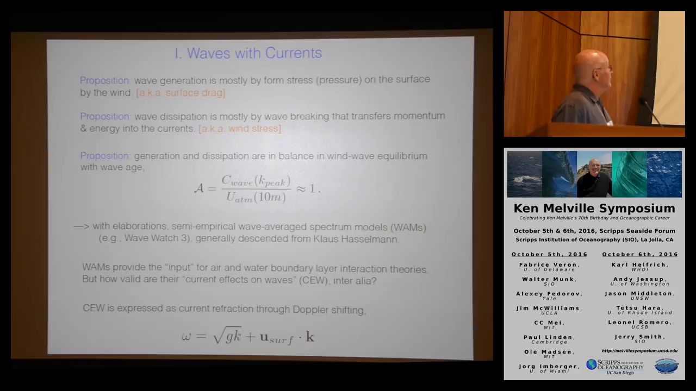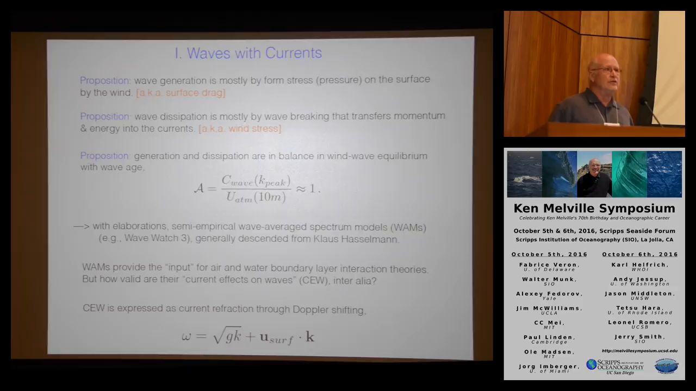The present state of the wave modeling field is that essentially the operational models, spectral models averaged over wave phases, have taken over wave average models. Klaus Hasselmann was the progenitor of this. And it has, I think, become a kind of black box, somewhat to the detriment of the actual science about the processes. But these WAMs provide the input in common usage for ocean atmospheric boundary layers above and below.